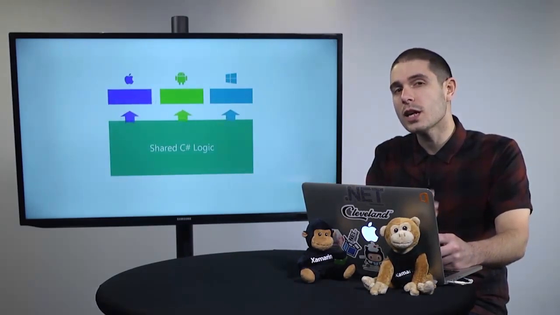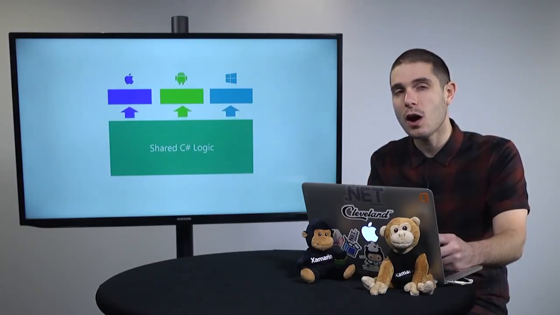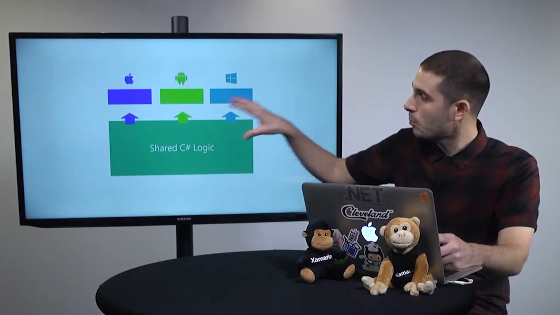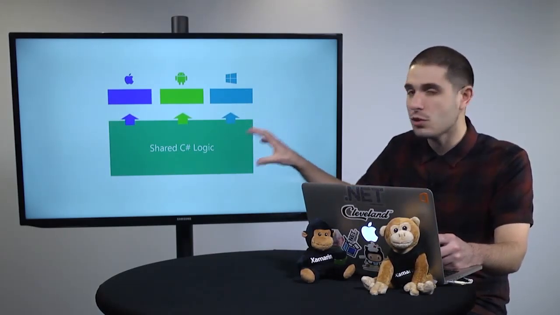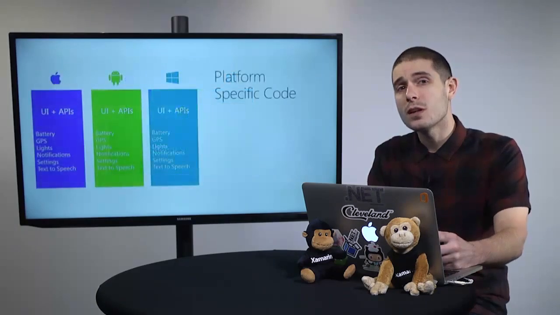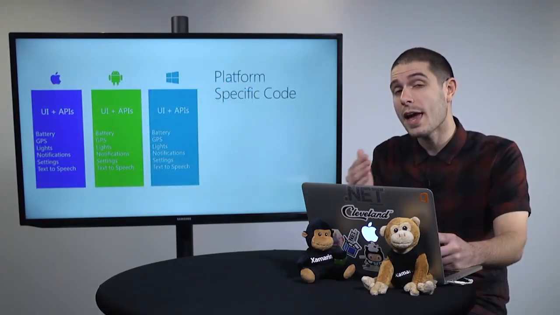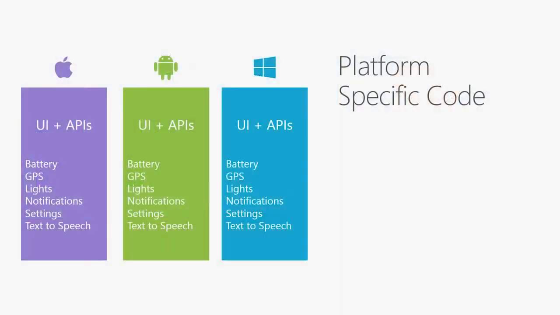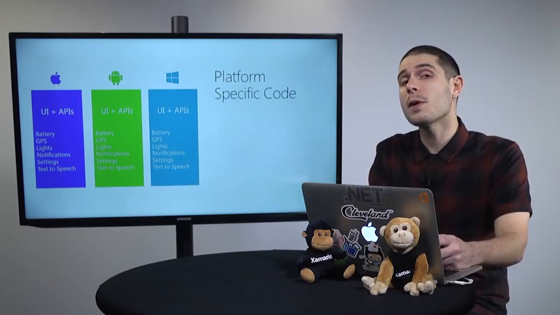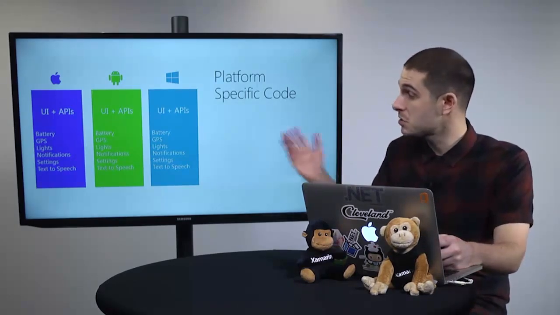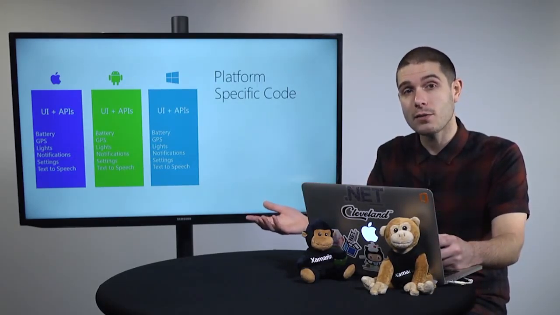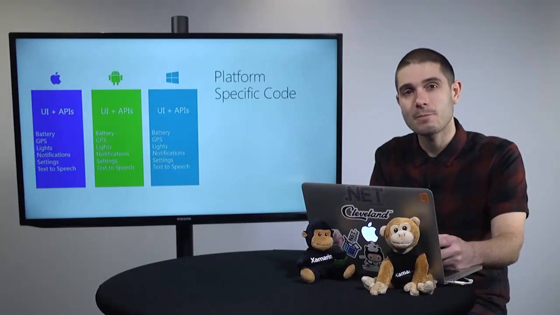And when we look at our shared C# business logic, we often have these little boxes up top, the purple, the green, and the blue. But what is that? What does it mean? Because we've only been writing this shared C# backend logic. Well, that's any of our UI or APIs specific to the platform, things like battery, GPS, lights, notifications, text-to-speech, or anything else that are on these different devices. Now, some APIs are specific only to one platform, but many of them, like you're seeing here, are available on all platforms, but with a different API.